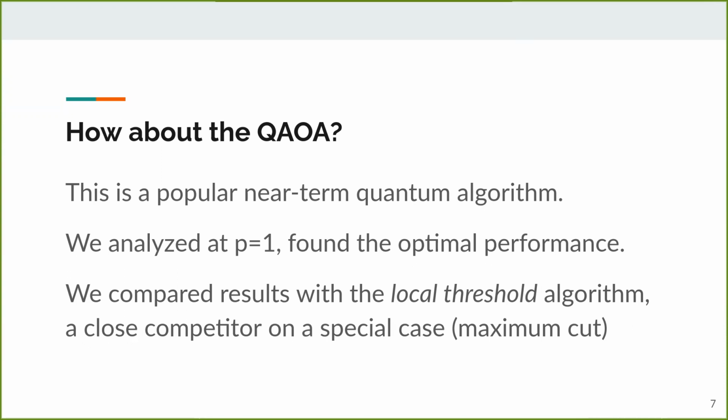The analysis of QAOA theoretically is actually really complicated. For example, before this work, nobody had done it for max kXOR. So what we did is we found the optimal performance as a function of the hyperparameters of the algorithm and the clause density D. And we compared it with the results from the local threshold algorithm. We chose this classical competitor because it performs very similarly on the maximum cut problem. For both depth 1 and depth 2, this local threshold algorithm is just outperforming the QAOA. And so we thought, is that true in this general class of problems, kXOR?